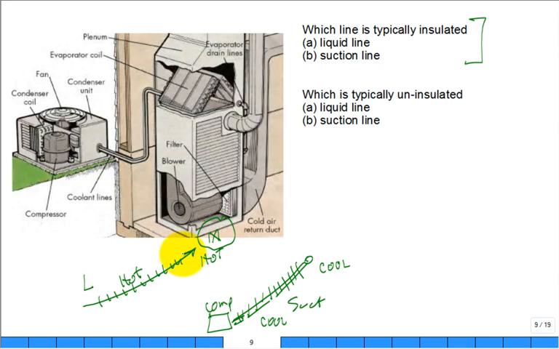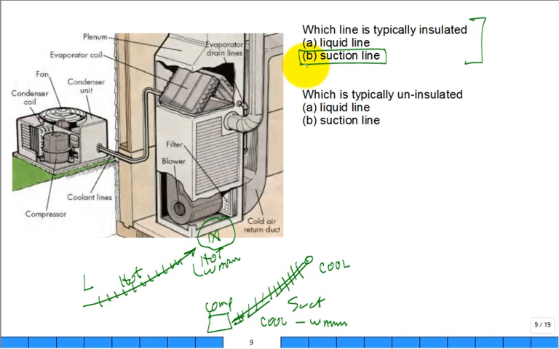Let's say I don't insulate. Well, then the liquid's not going to be as toasty hot. It'll still probably be warm, but it won't be hot. Or think about the vapor. If I don't insulate, it won't be cool, it'll be warmer. You need to insulate the suction line. It's better for the compressor if you feed it saturated vapor, not superheated vapor. When you feed it superheated vapor, it's going to have to work harder. So that's why you insulate the suction line.